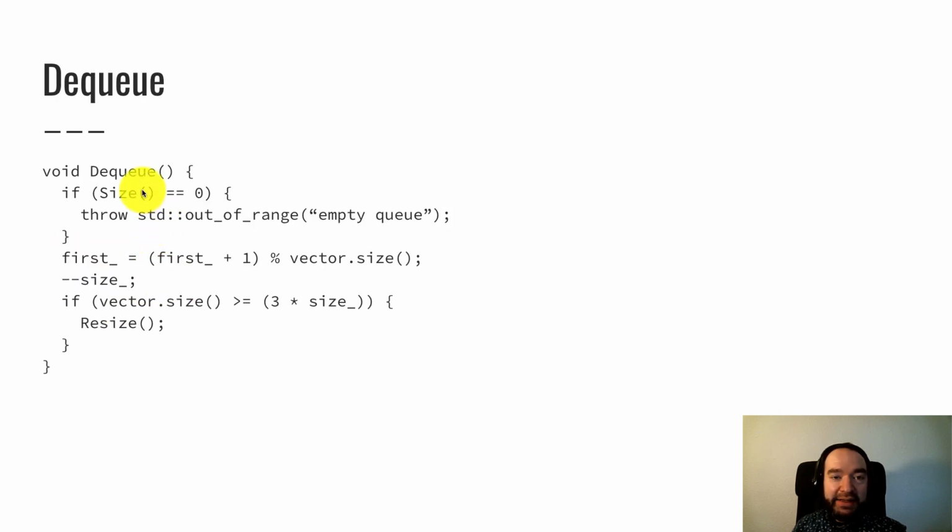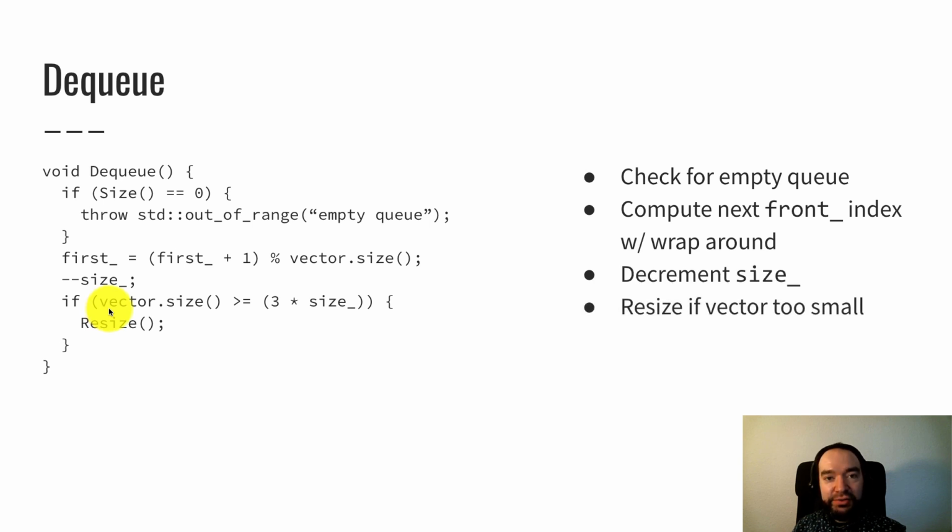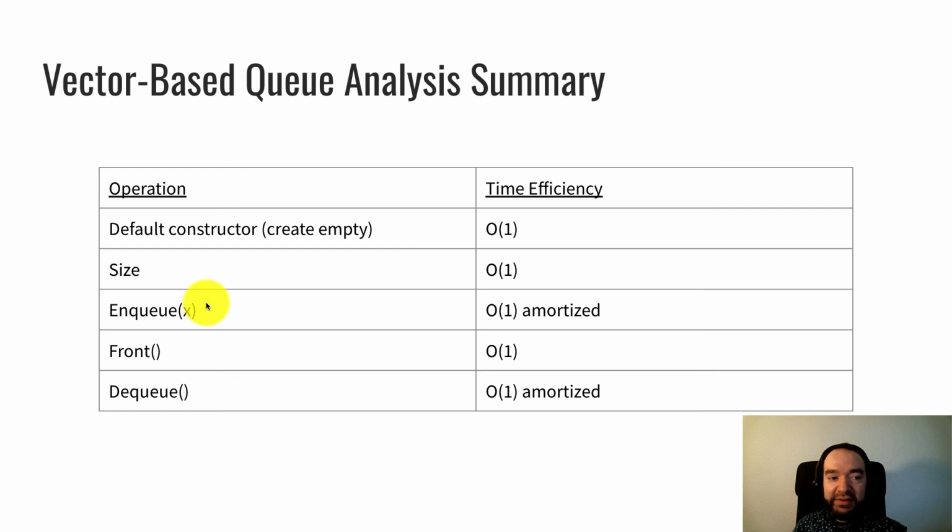Okay, finally let's look at dequeue. That removes the front element from the queue. We check if size is 0, we throw an exception. You can't do that. Then we compute where the new front should be. So that would be the current front index plus 1 mod vector.size. That's the new front index. We decrement the size to keep that accurate, and then we just have a little check here. If the vector is now too small where very few elements are being used, we do resize as well. So if vector size is greater than or equal to 3 times size, that means if we're using less than 1/3 of the elements, then we shrink the vector. So this takes constant amortized time as well.